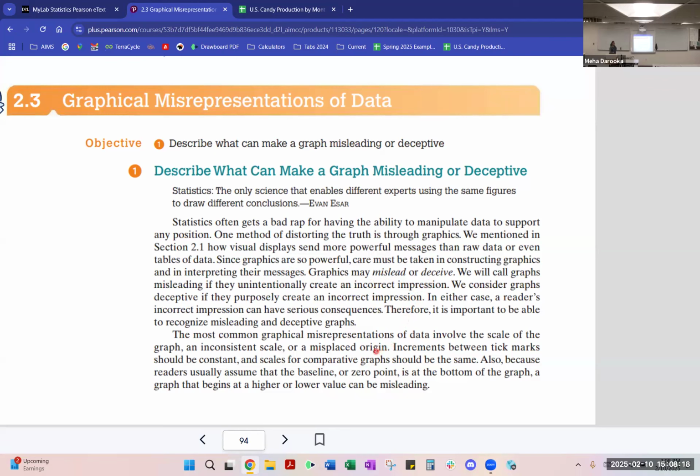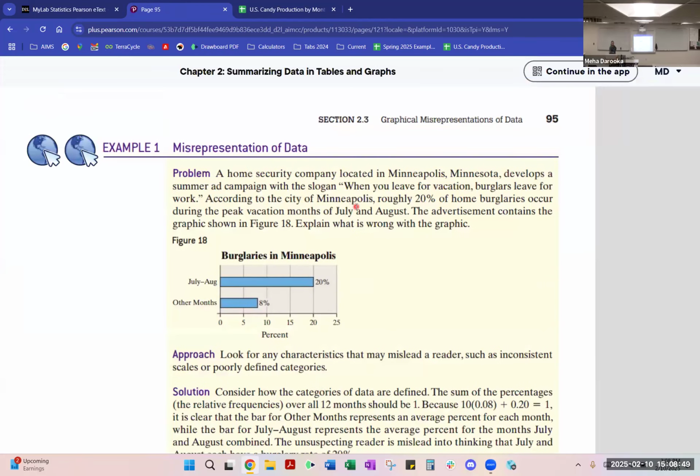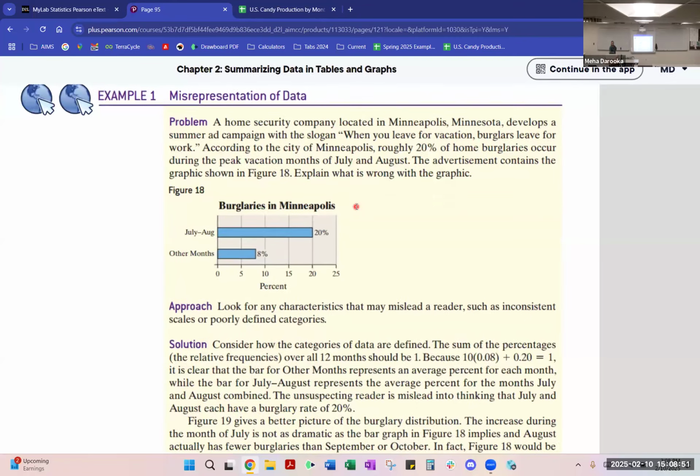They're saying the most common graphical misinterpretations involve the scale of the graph, an inconsistent scale, or a misplaced origin. Increments between tick marks should be constant, and scales for comparative graphs should be the same. Also, readers usually assume that the baseline or 0 point is at the bottom of the graph, so a graph that begins at a higher or lower value can also be misleading. You can see there are several different ways a graph can be misleading.